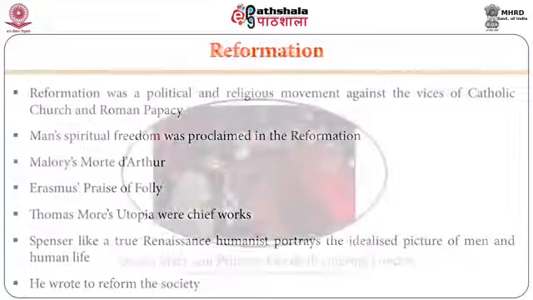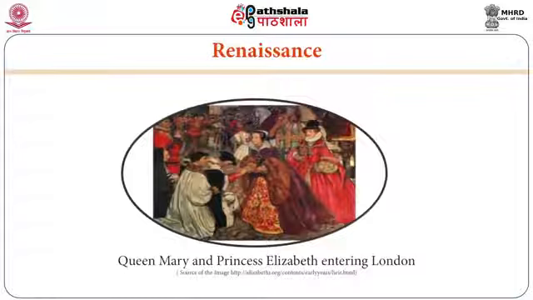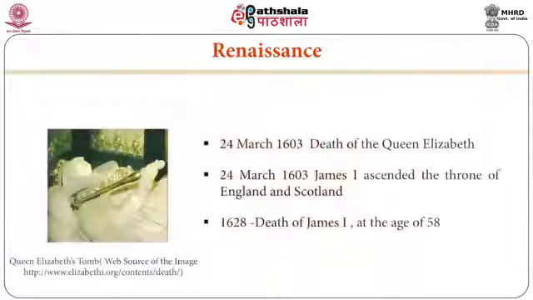Friends, look up there. Queen Mary and Princess Elizabeth entering London. Look at the source of the image as painting. Queen Elizabeth's tomb, 14th March 1603, death of Queen Elizabeth, James I ascended to the throne of England and Scotland, and 1628, death of James I at the age of 58.